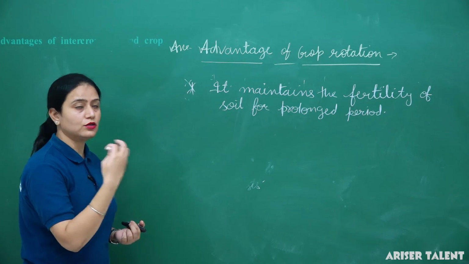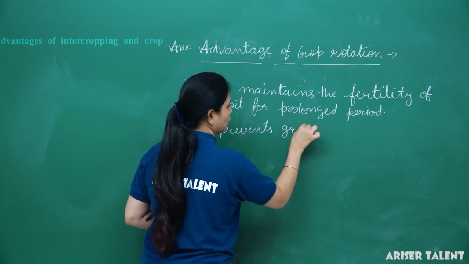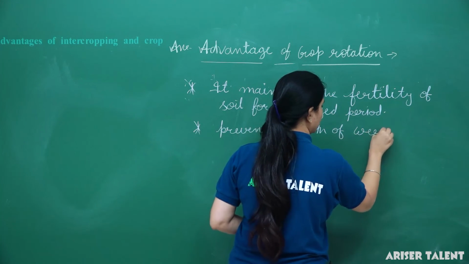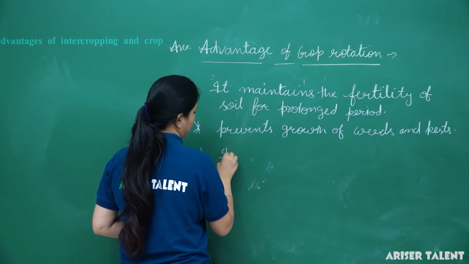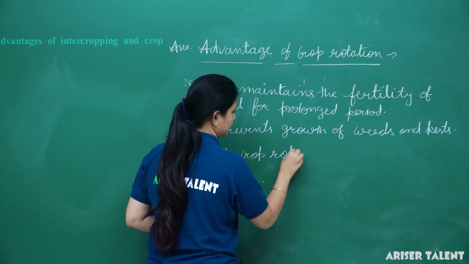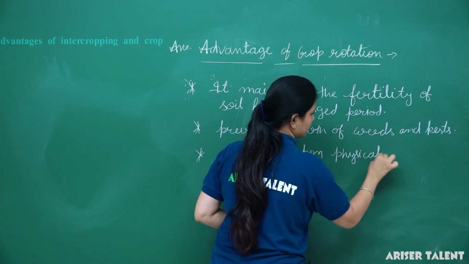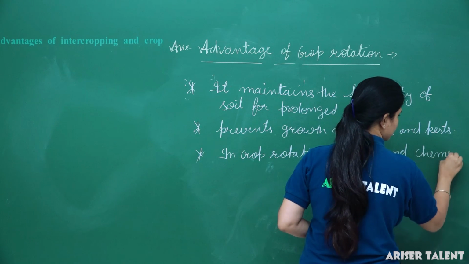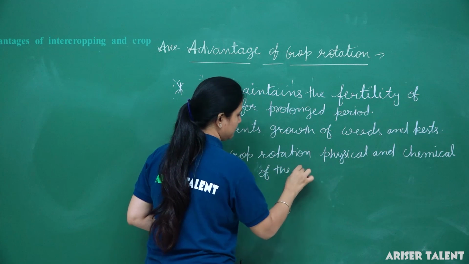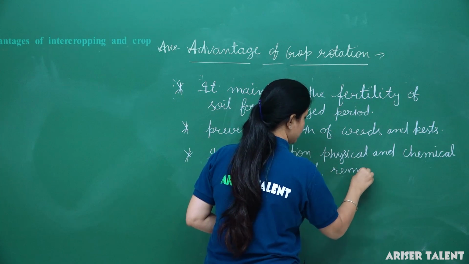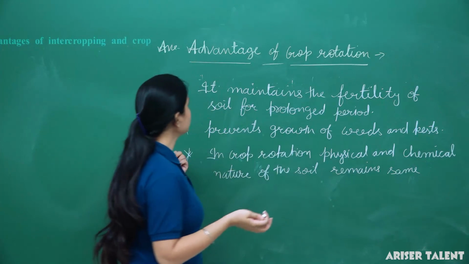Second, crop rotation prevents the growth of weeds and pests. In crop rotation, the physical and chemical nature of the soil remains the same, or does not change much. So these are the advantages of crop rotation.